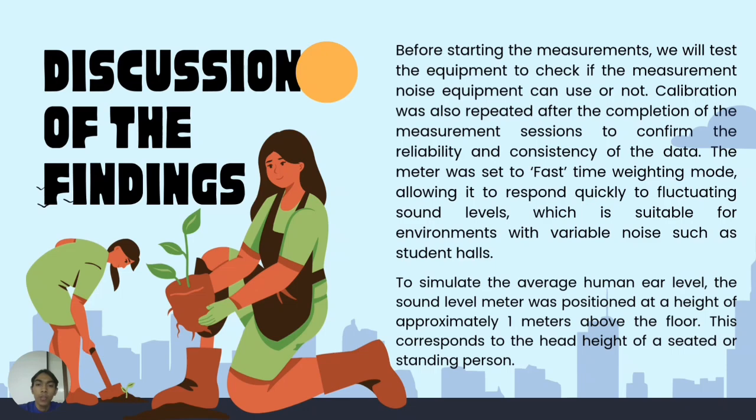The next is that before starting the measurement, we test the equipment to check if the measuring equipment can be used or not. Calibration was also repeated after the completion of the measurement session to confirm the reliability and consistency of the data. The meter was set to fast time weighting mode, allowing it to respond quickly to fluctuating sound levels, which is suitable for an environment with variable noise such as a student hall. To simulate the average human ear level, the sound level meter was positioned at a height of approximately 1 meter above the floor. This corresponds to the height of a seated or standing person.